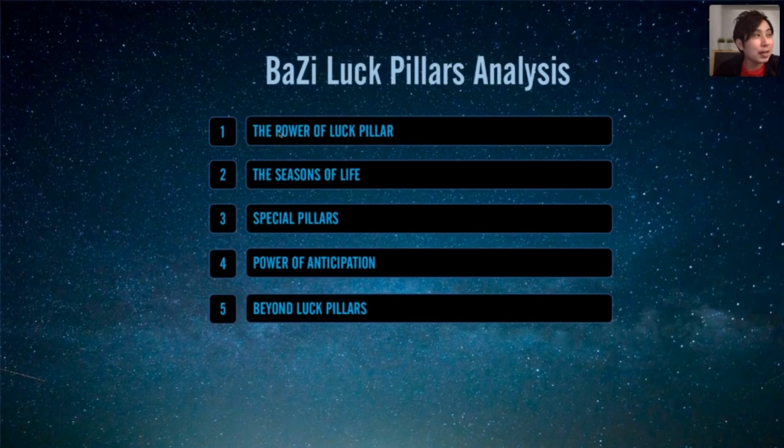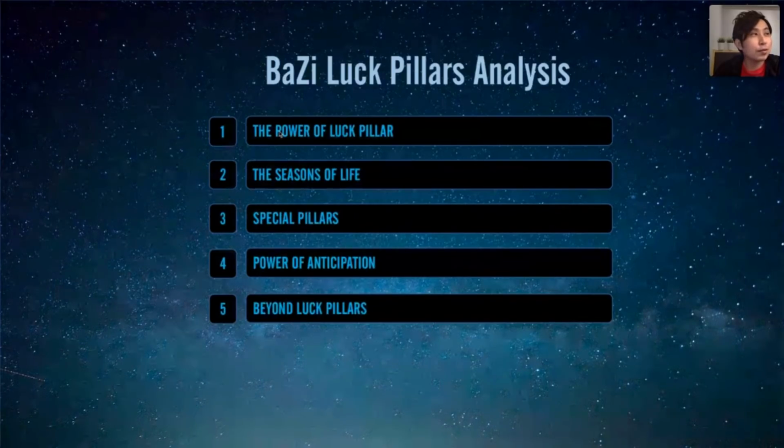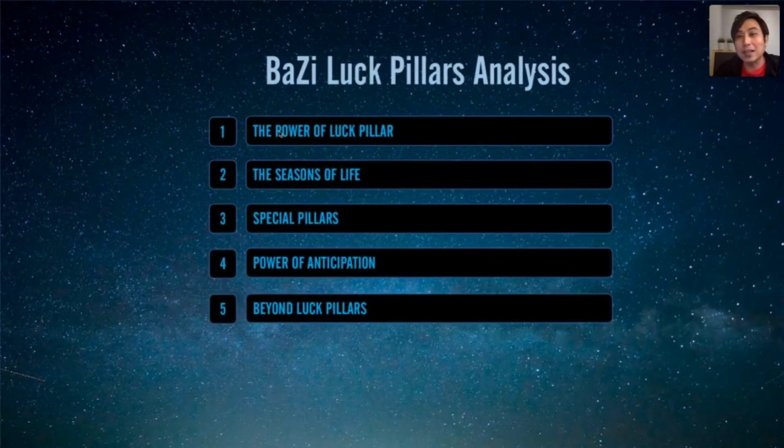Now, let's look at number 1, the first one. There are 5 things, let me just tell you. The first one, we're going to talk about the power of the luck pillar. The second, we talk about the seasons of life. The third, we're talking about certain special luck pillars. The 4th thing here is the power of anticipation. And finally, we talk about what you can actually do beyond the luck pillars.